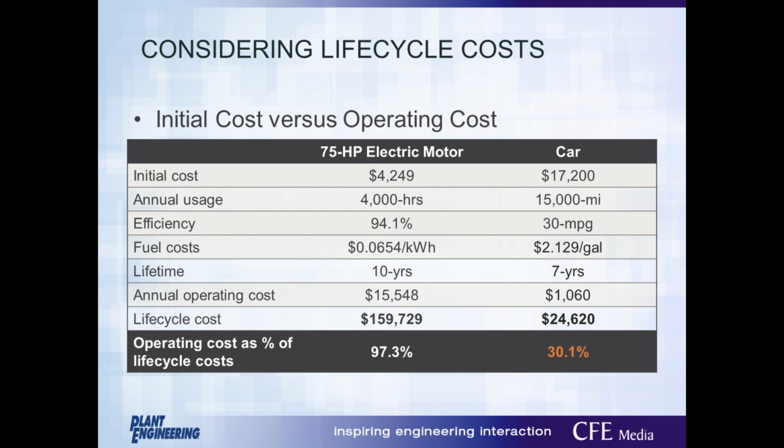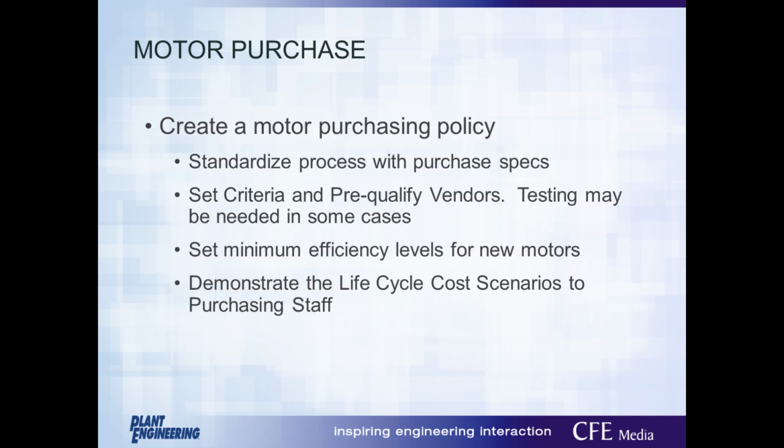Notice the initial cost of the vehicle is 4 times that of the electric motor. Also notice the life cycle cost for the motor is 6 times that of the vehicle. So this all adds up to some pretty hefty electricity bills for the motor, which I'm pretty sure if you have anything to do with the energy at your facility, you're already aware of. So next, we're going to dive a little deeper into each of the 3 components of the motor management system just described.